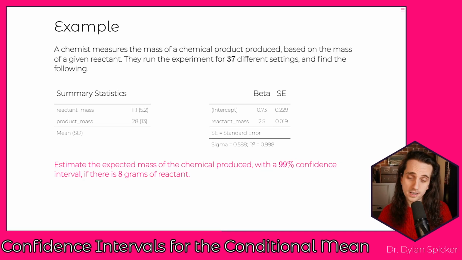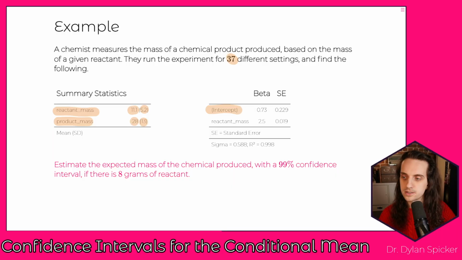Okay. Take a look at another example here, and we can walk through this one a little bit more quickly because all of the pieces that we need are given in the same kind of way. We're going to be looking at a chemist who's measuring the mass of a chemical product that's being produced based on the mass of a given reactant. They run the experiment for 37 different settings and find the following.